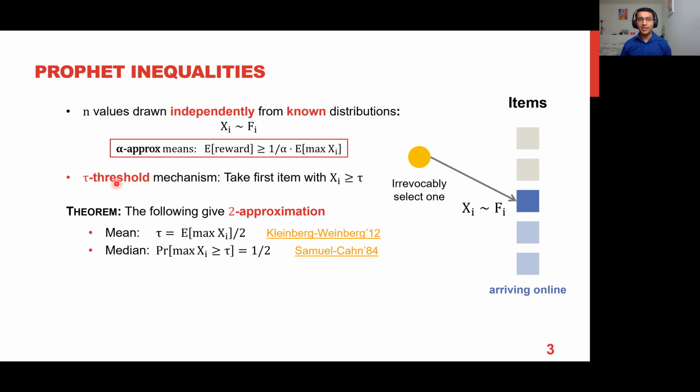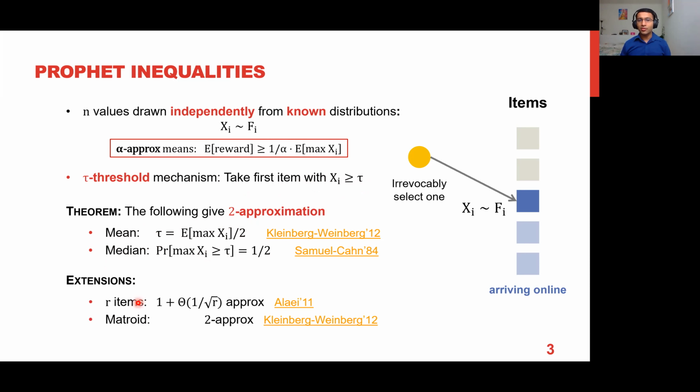What's known is that threshold algorithms, which basically just select the first value which is above some threshold, give you a very good approximation factor. You can get an approximation factor of 2 by setting a threshold either at the mean, which is the expected max over 2, or you can set the median threshold. Both of them are known to give you a tight approximation of 2, tight in the sense that there's no alternate algorithm that can do better than 2. So they are not only giving you a good guarantee, but also the optimal guarantee.